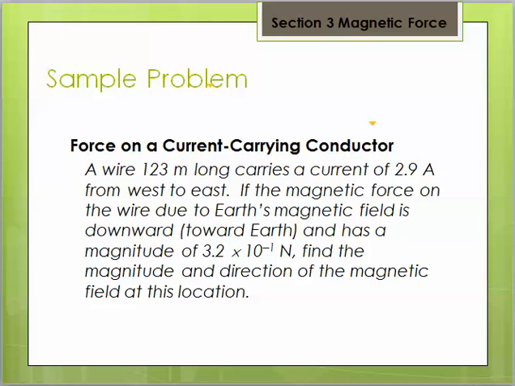Okay, here's another example. We've got a 123 meter long wire. It's carrying a current of 2.9 amps. This time the current's going west to east. And the magnetic force from the wire due to the Earth's magnetic field is still downward towards the Earth. And it has a magnitude of 3.2 times 10 to the negative first newtons. Find the magnitude and direction of the magnetic field at this location.